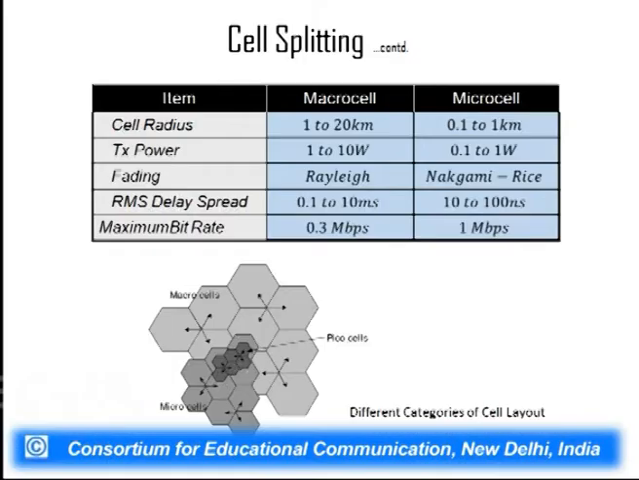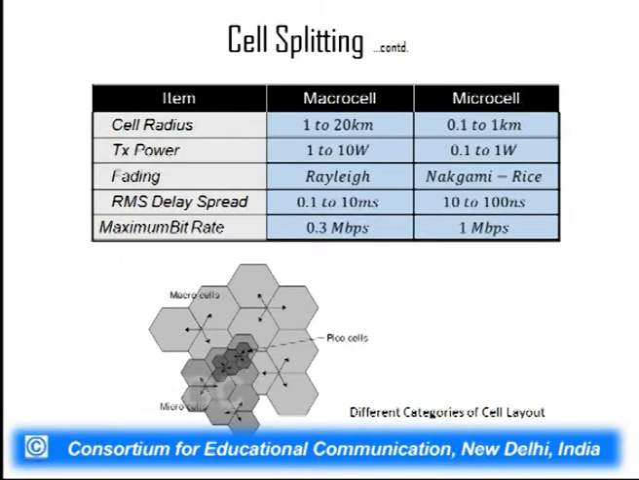So from this diagram we can get a good idea of what a macro cell, a pico cell and a micro cell look like. We can see that as we move from macro cells to micro cells, the bit rate increases to 1 Mbps. Previously it's generally 0.3, so it shoots up to 1 Mbps. What else? The delay will get reduced. Previously it was in ms, now it is in ns, that is nanoseconds. So delay is very less because the area is small.